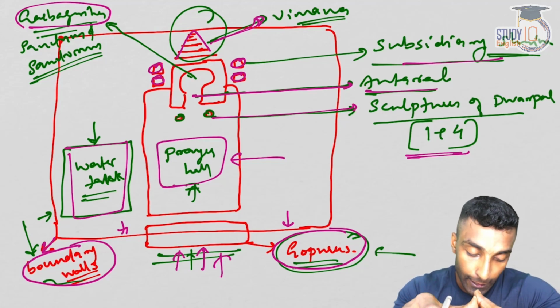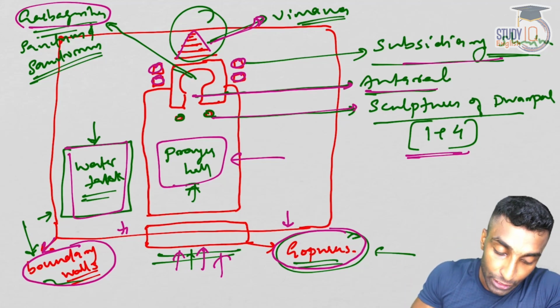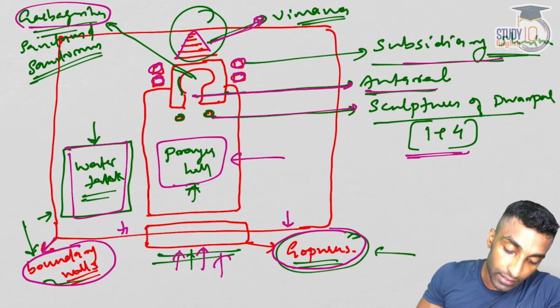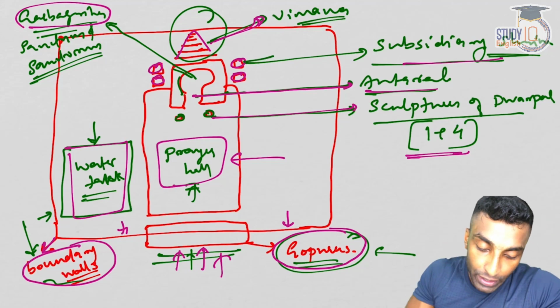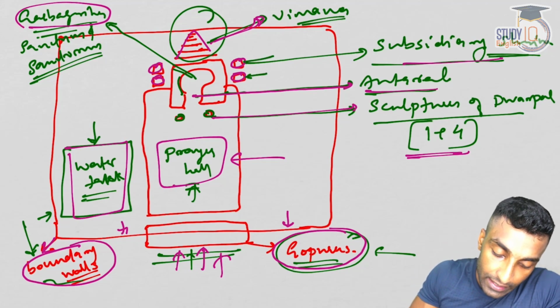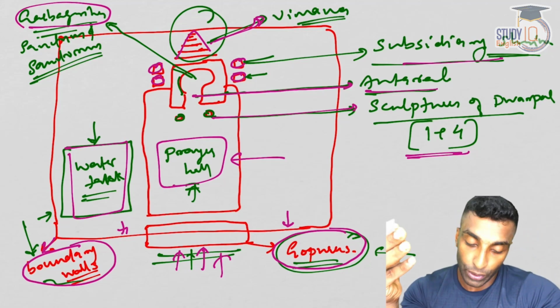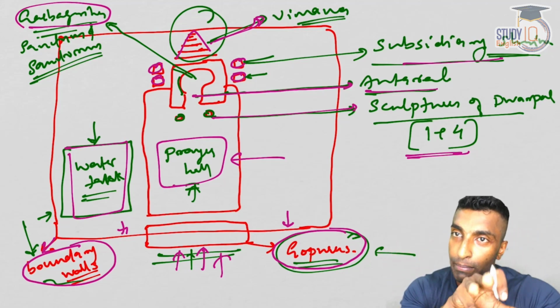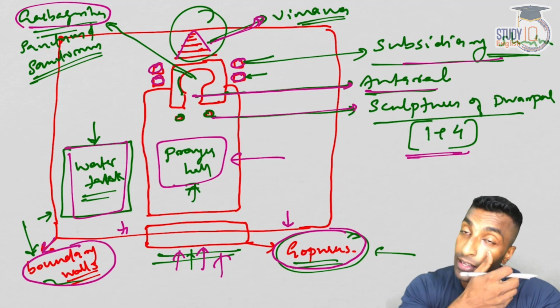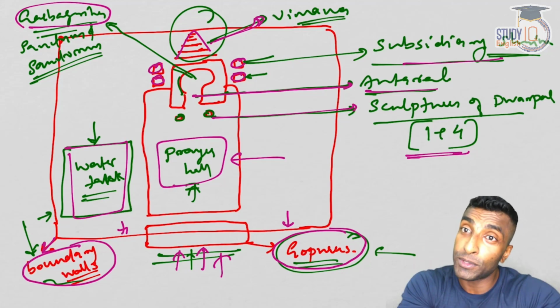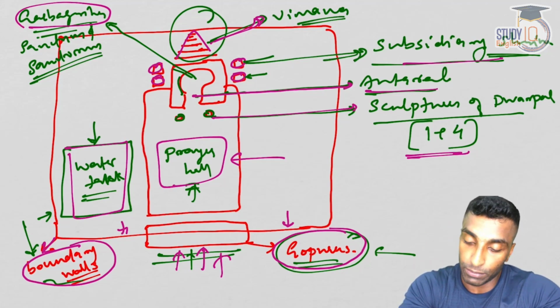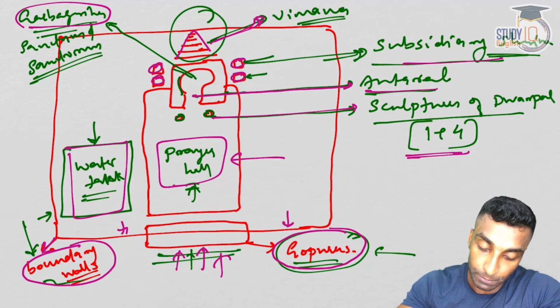Okay, and then this is your sanctum sanctorum, that is Garbhagriha. This one is your Garbhagriha, and you can see these 4 deities. Can you see these are 4 deities which are kept? Inside the Garbhagriha there will be the main deity, and near to that the 4 other subsidiary deities or gods will be kept. So these are subsidiary shrines.